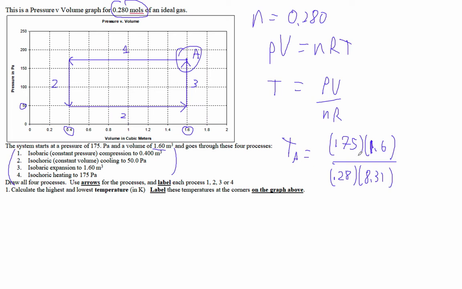This R is in units of joules per mole kelvin. The numerator has units of joules, this has units of moles, so you end up with kelvins, which is just what we want. So 175 times 1.6 divided by 0.28 divided by 8.31. And that is 120.3. So that's 120.3 kelvins.